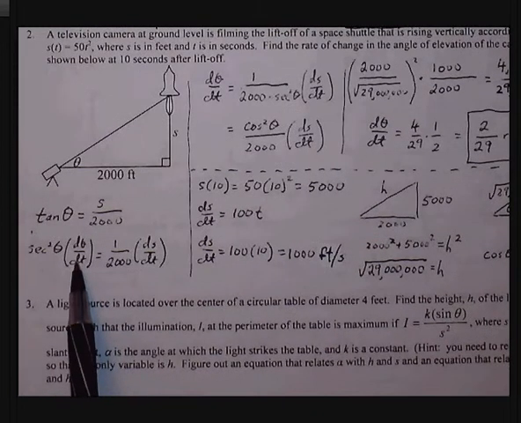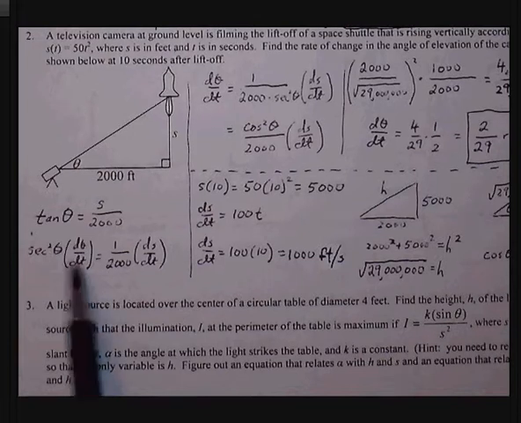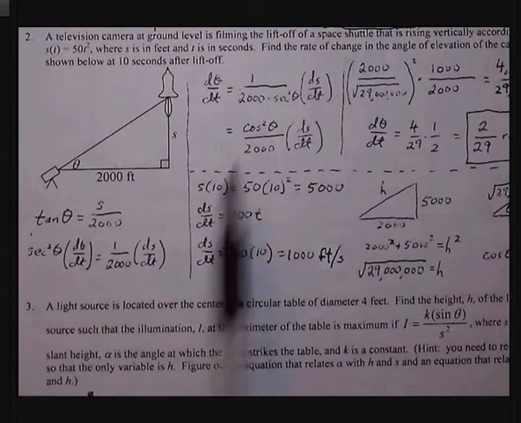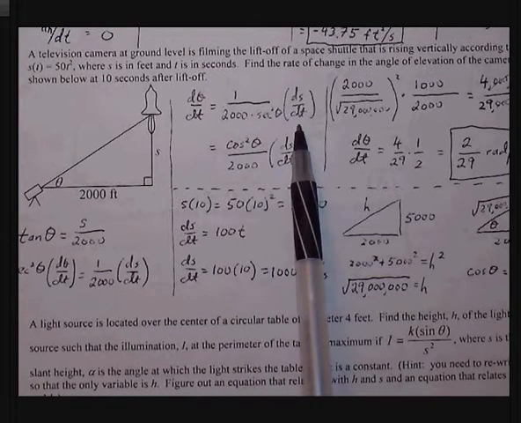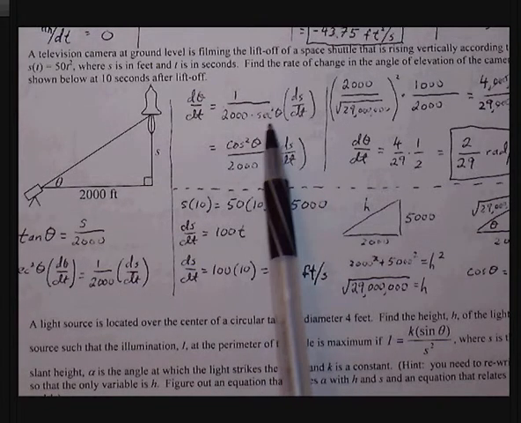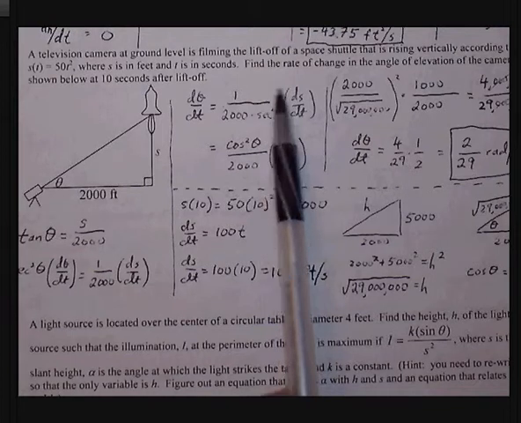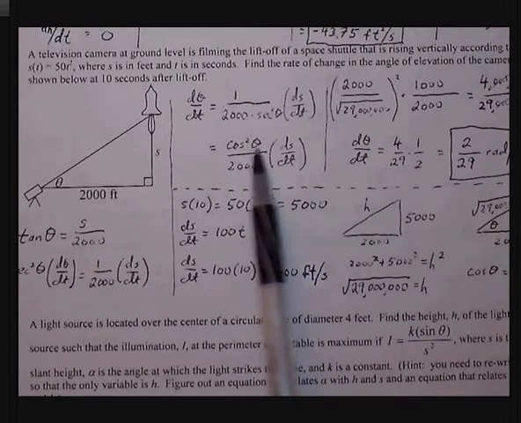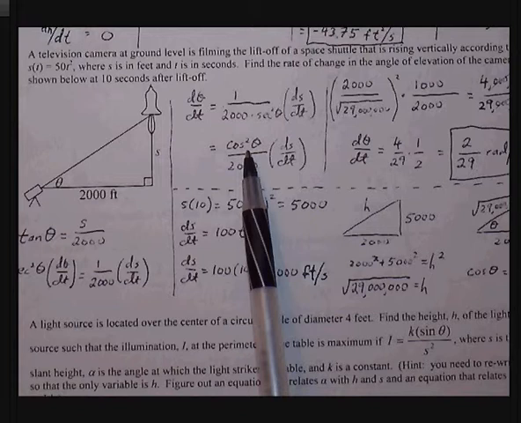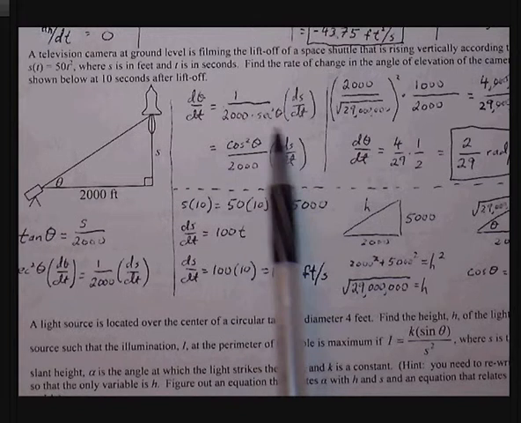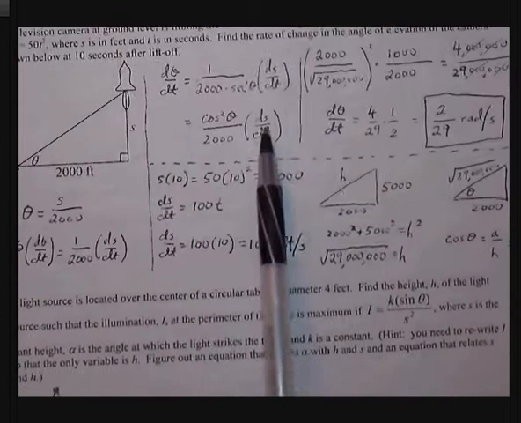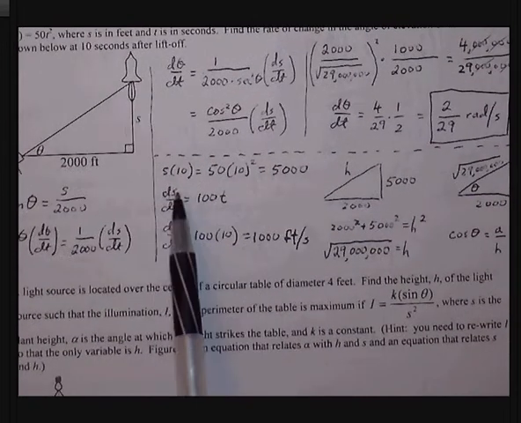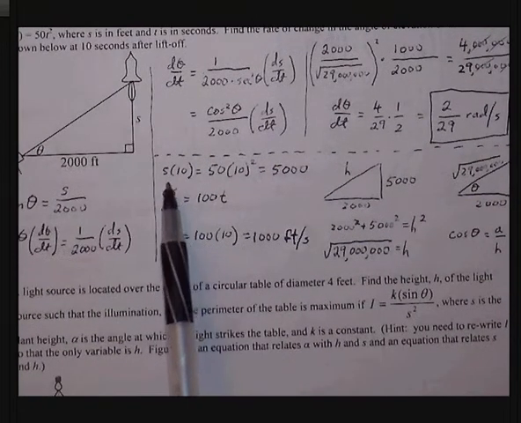1 over 2000 times secant square theta times ds dt. To make it a little bit easier, I'm going to bring the secant squared up and deal in terms of cosine squared. It's a little bit easier to think in terms of cosine. So now we have to look back and see if we can figure out some of this information. So we look at our s of t information. S of t is 50t squared. So at this moment in time, if I plug 10 into my position function, my height is at 5,000.